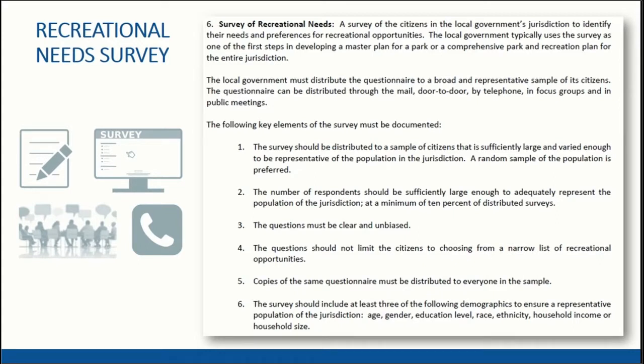Again, this is a survey that identifies the needs and preferences of recreational opportunities, and usually this is one of the first steps in developing a master plan for a specific park or your system-wide plan. The local government needs to distribute the questionnaire to a broad and representative sample of its citizens.